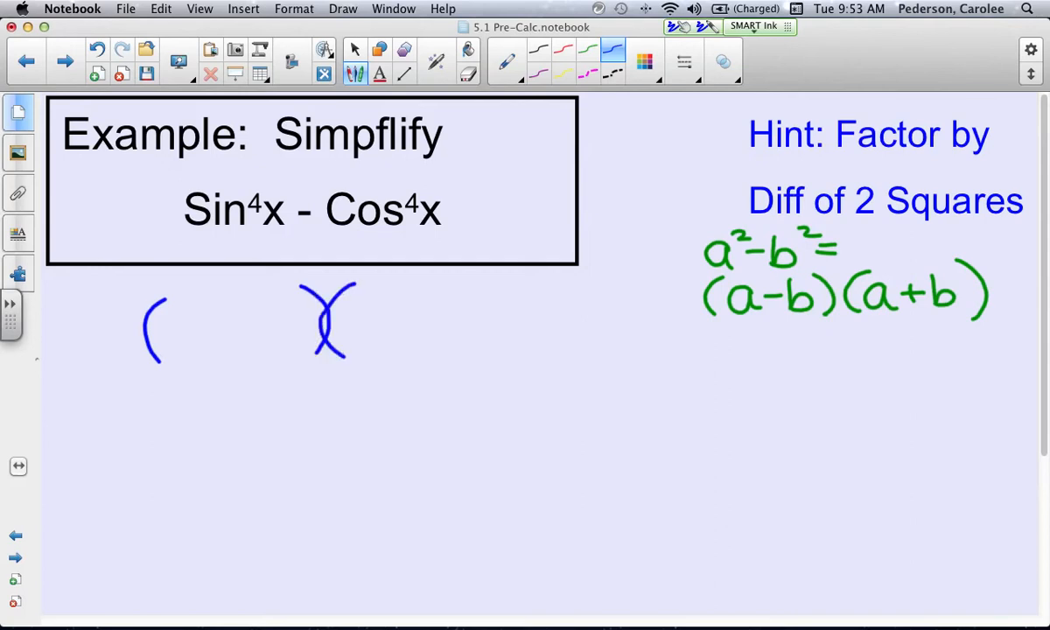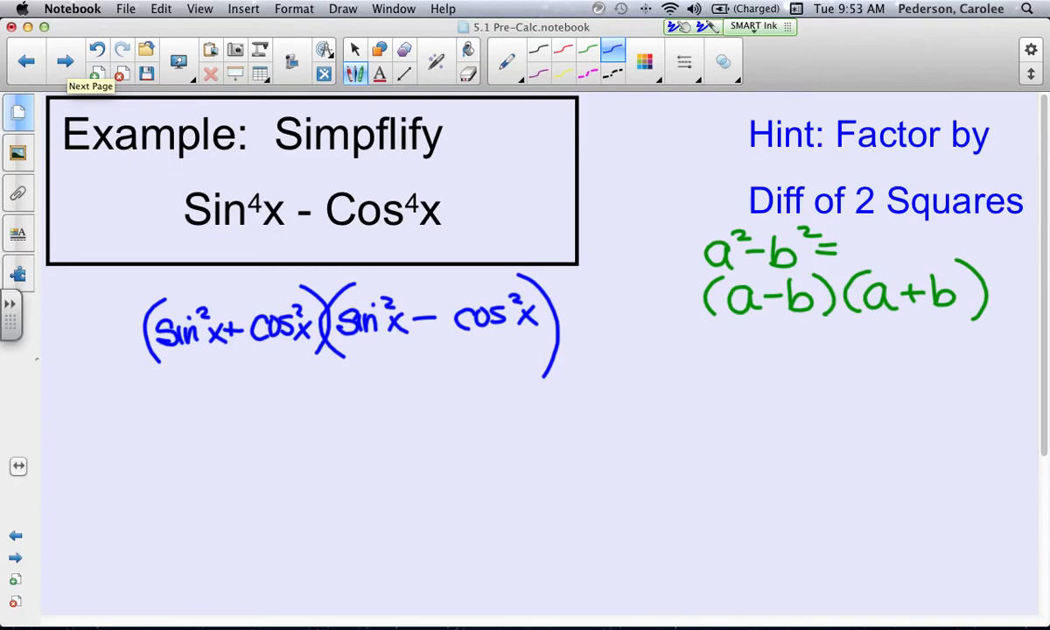A squared minus b squared. Yep, a squared minus b squared. So how would I split up the a squared? Sine squared of x and sine squared of x would FOIL back to sine to the fourth of x. What's going to be my b part? Cosine squared of x, cosine squared of x, and the signs in between them, plus and minus.